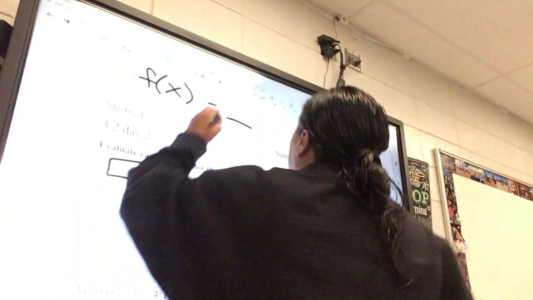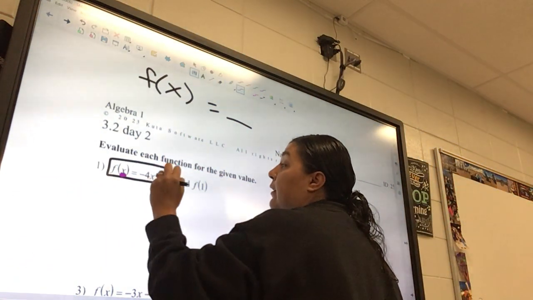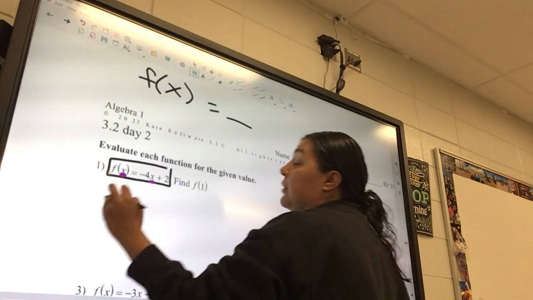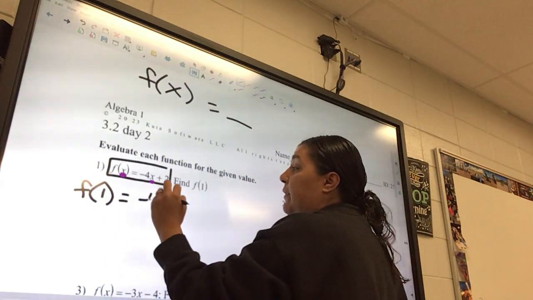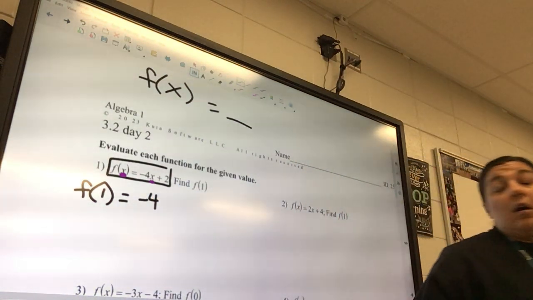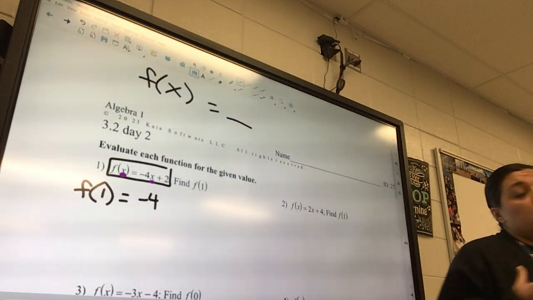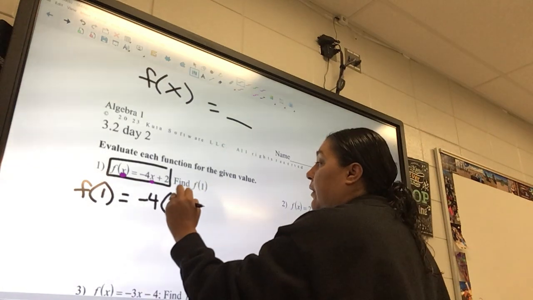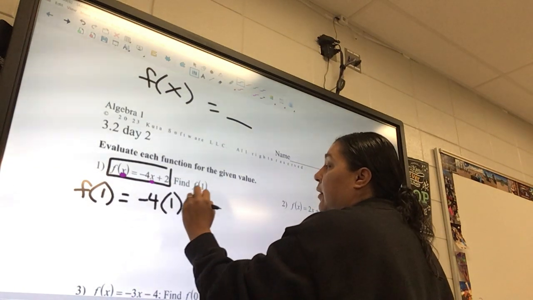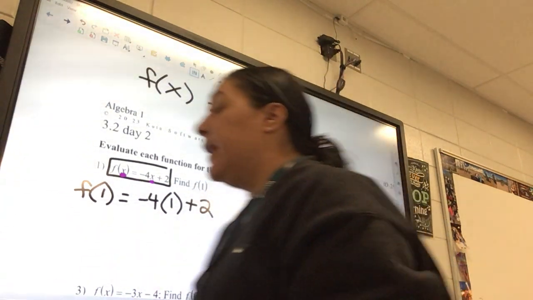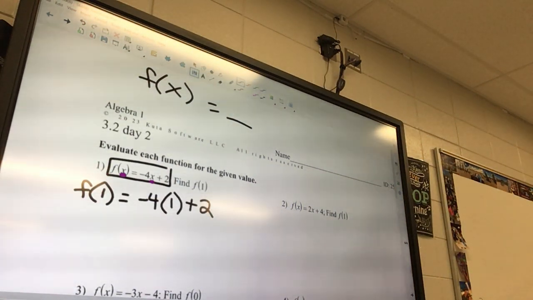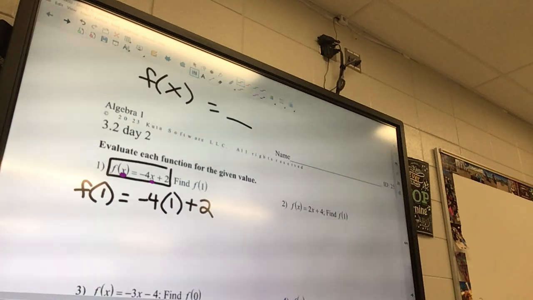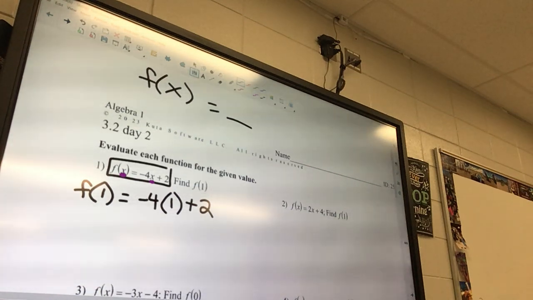Okay, so it's going to look like there should be a 1 right here and a 1 right here. So it's going to look like f of 1 equals -4, okay? When there's an x right next to you, you've got to use the parentheses. So equals 1 plus 2. Take a second and really look at what I did. Everywhere there's an x, I'm putting in parentheses and whatever number they tell us.